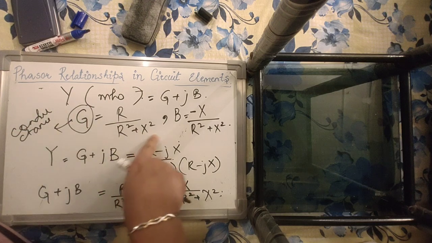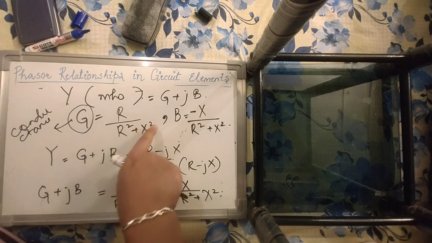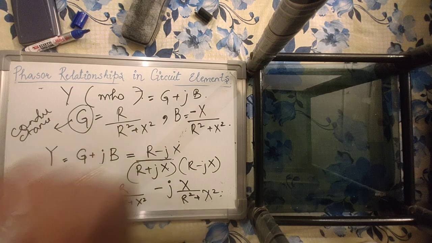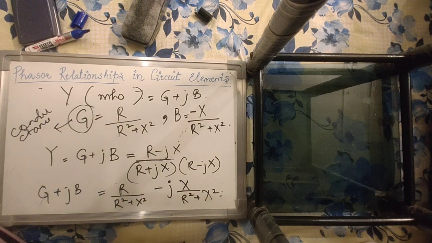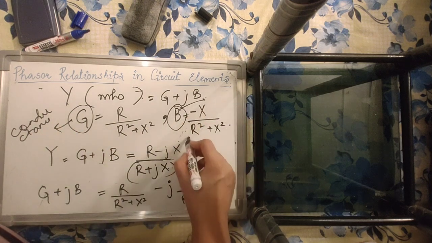G is known as the conductance, and obviously if it's just a resistive circuit, it will be equal to 1 upon R when there is no X. In that case, the conductance is nothing but 1 upon R, but if you have X, then the conductance is R upon R square plus X square, and G is the conductance, and B is known as the susceptance.